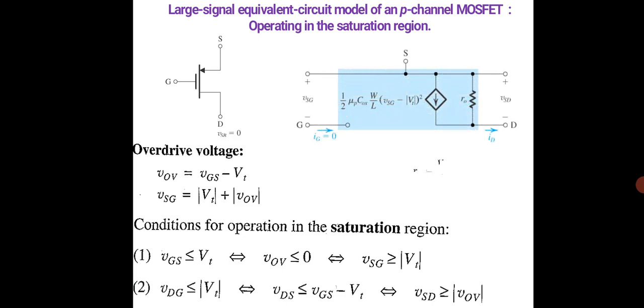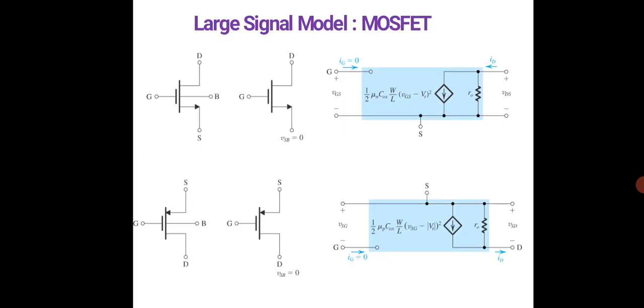Okay, so again for the P channel it is represented here, R0 is again given by VA by ID. The other parameters are shown over here in the circuit above. So, large signal model: both the things were taken and put up in the same slide. So large signal model of a MOSFET, you can see what has been represented.